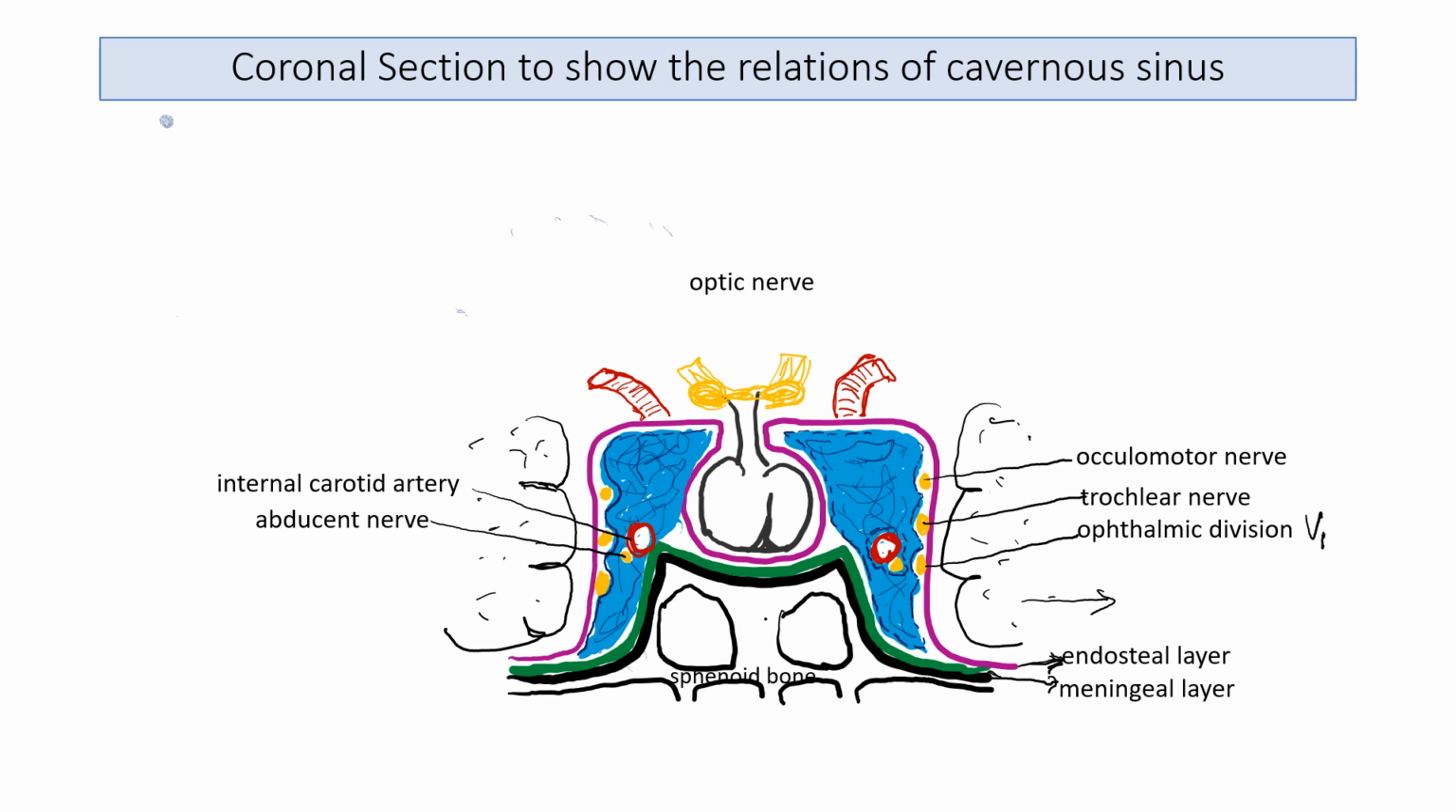So the medial relations: the pituitary with the meningeal layer, and the sphenoidal air sinus with the endosteal layer of the dura. The lateral relation is this, and in the wall, lateral relation. Within the lateral wall of the cavernous sinus, we have three structures passing: the oculomotor nerve, trochlear nerve, and ophthalmic nerve.